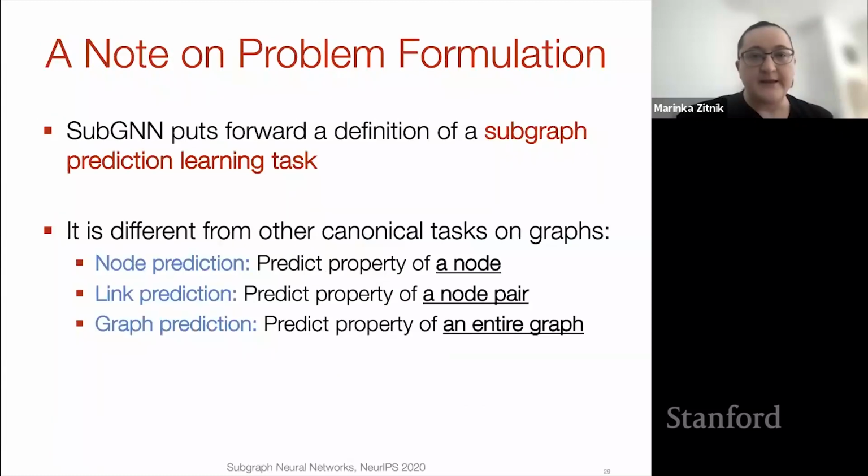So a quick note on problem formulation that I want to give here is that SubGNN puts forward a definition of the subgraph prediction learning task. This is different from other canonical tasks on graphs that are primarily concerned with node-level predictions and representations, where the goal is to predict properties of an individual node in the graph, or link prediction, which is concerned with predicting properties of a pair of nodes, or graph-level prediction, which is concerned with predicting properties of entire graphs. So SubGNN is concerned with predicting properties of subgraphs of non-trivial size, meaning not subgraphs of size just 2, which would correspond to an edge.